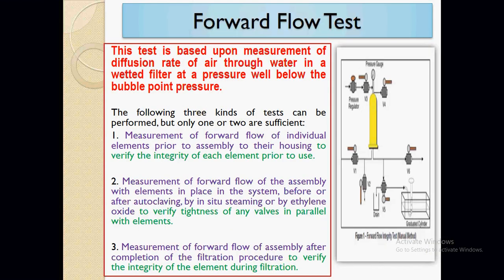Forward flow test, the same idea as the first one, but in this case we measure it at a pressure much below 80% of the bubble point. This test is based upon measurement of the diffusion rate of air through water in a wetted filter at a pressure well below the bubble point pressure. There, it was 80%; here it is even lower. The following 3 kinds of tests can be performed but only 1 or 2 are sufficient. Usually we do 2 tests: either the bubble point test, which of course we must do, and then we do either the diffusion or forward flow test.